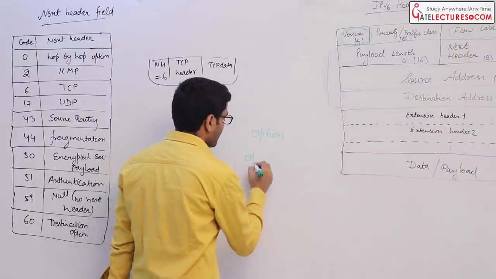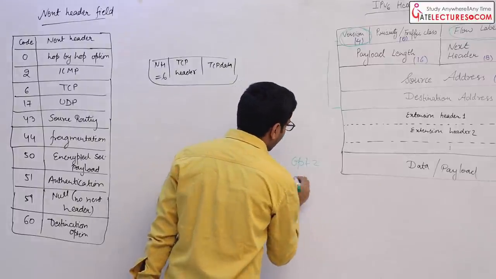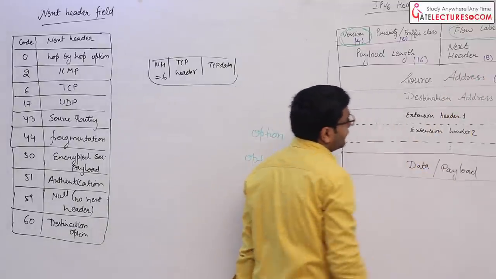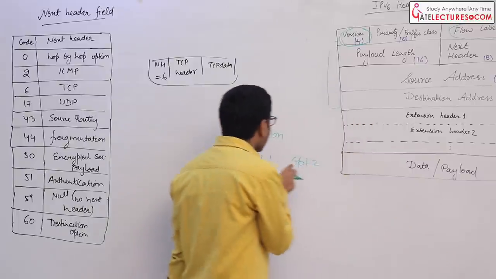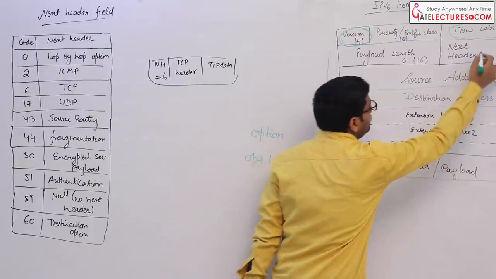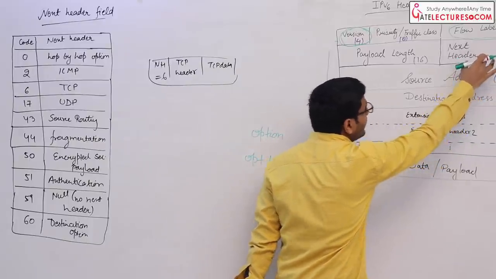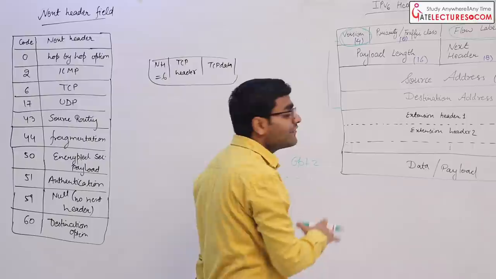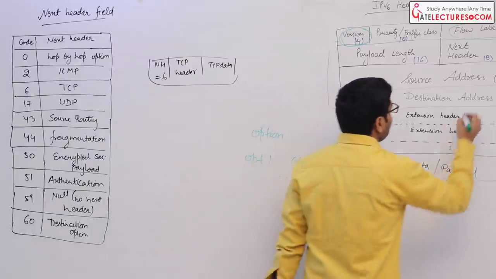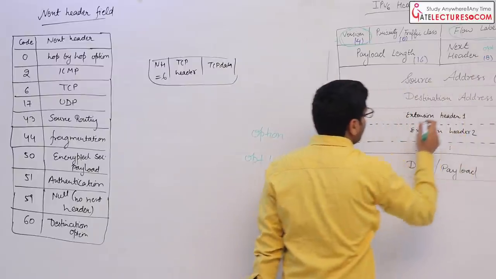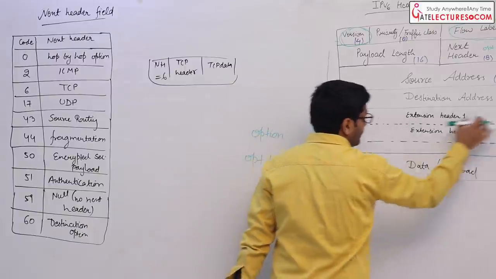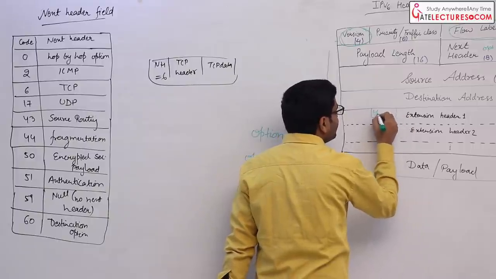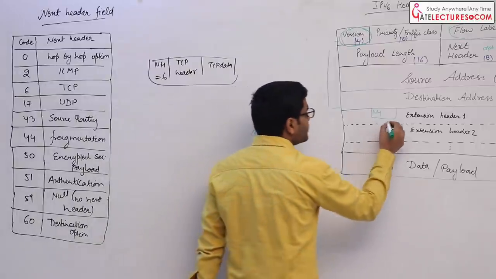So whatever option 1 or option 2, whatever options the IPv6 packet wants to support, it is supported in the form of next header. So the detail about option 1 will be stored in this next header. Fine, it tells that the extension header, which is after this base header, will have the information about the first option. So the first option is in this next header. Similarly, in this extension header, we also have a field called next header, which will give the information about option 2.